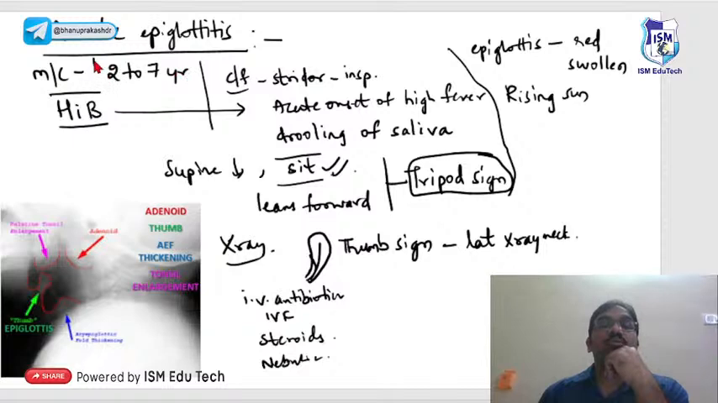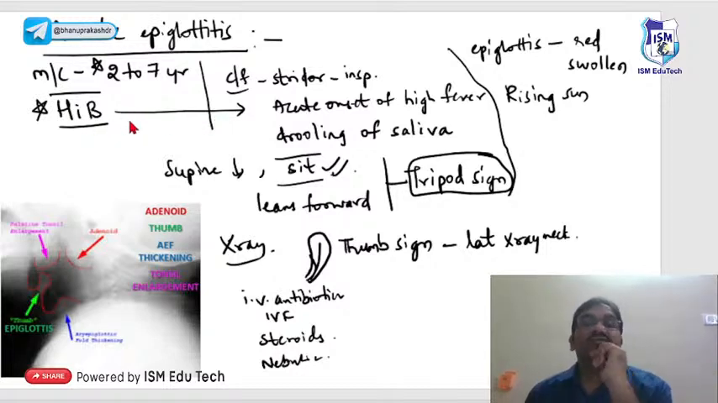The points to be remembered: most common in 2 to 7 year olds, Haemophilus influenzae B, HIB, is the commonest organism. Due to the virulence of this organism, acute onset of high fever will be there, and drooling of saliva, because the patient won't be able to swallow his own saliva, it will be painful to swallow. Due to the swelling of the epiglottis, the upper airway is narrowed, so there will be only inspiratory stridor.